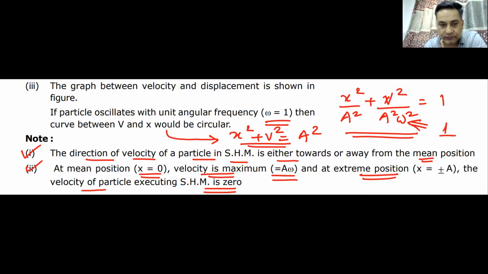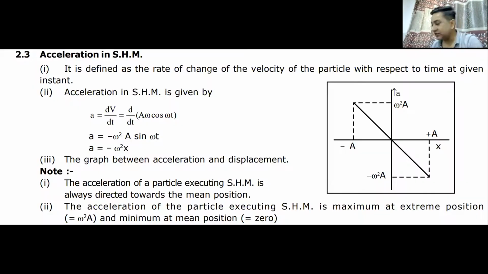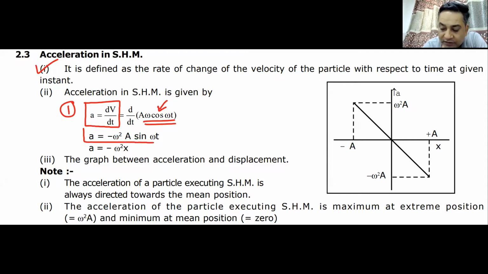A minute. Well then, we are done with displacement. We are done with velocity. The next thing is acceleration. It is the rate of change of velocity. So this is formula number 1, dv by dt. Velocity is a omega cos omega t. We have already seen that. If I differentiate it once more, this becomes the formula for acceleration.